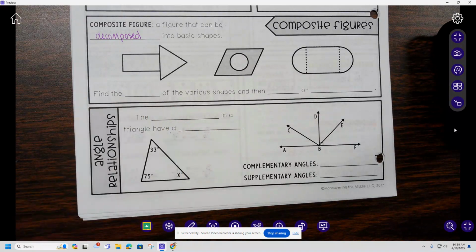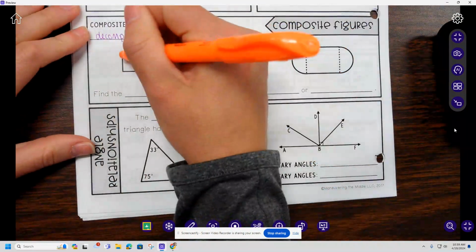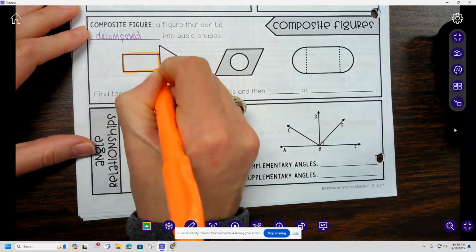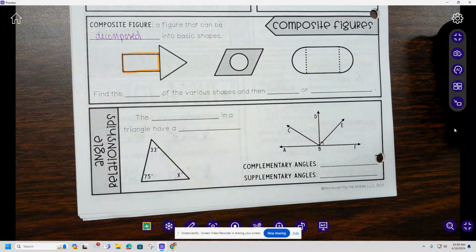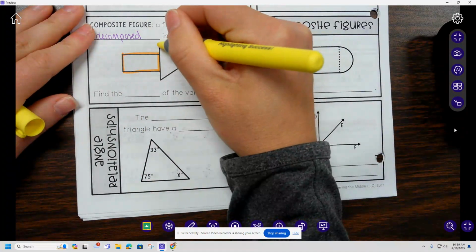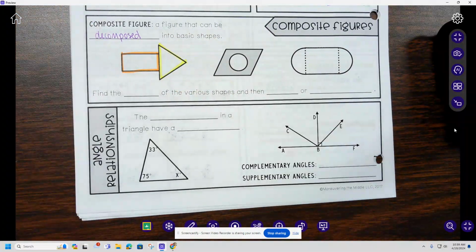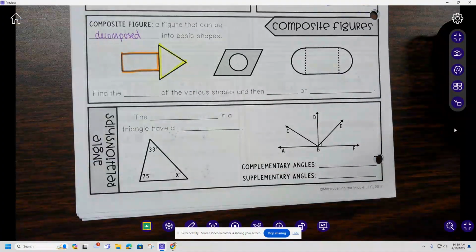So for example, this first one here looks like an arrow, but you can clearly see that it's not just an arrow. It can be decomposed into a rectangle and a triangle. So if you wanted to find the area of this figure, you would find the area of the rectangle, and then you would find the area of the triangle, and then you would add them together.